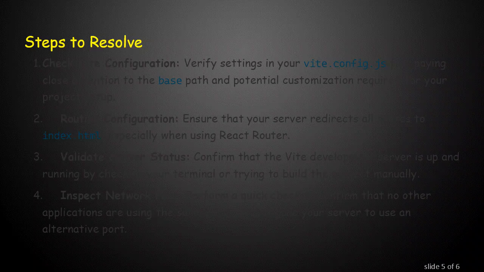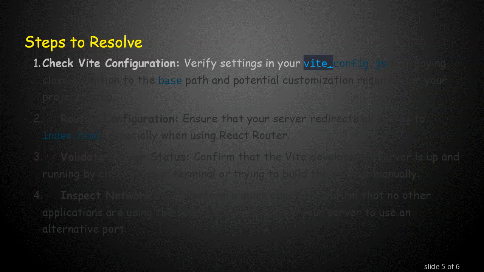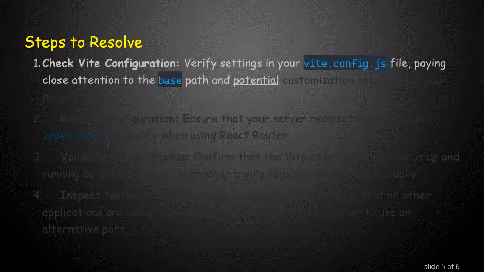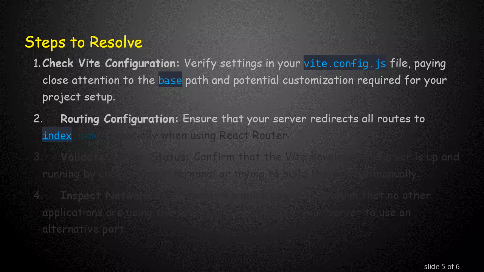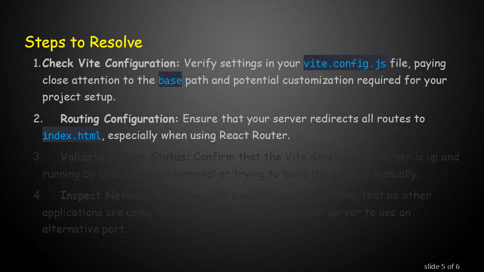Steps to resolve. Check Vite configuration. Verify settings in your vite.config.js file, paying close attention to the base path and potential customization required for your project setup. Routing configuration. Ensure that your server redirects all routes to index.html, especially when using React Router.